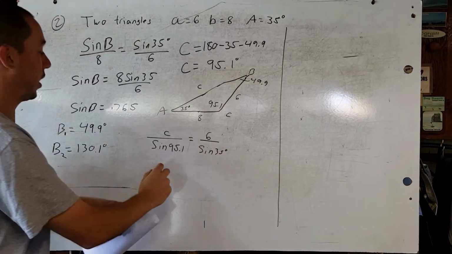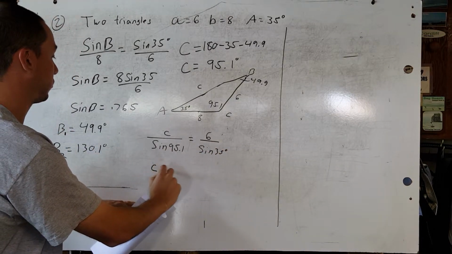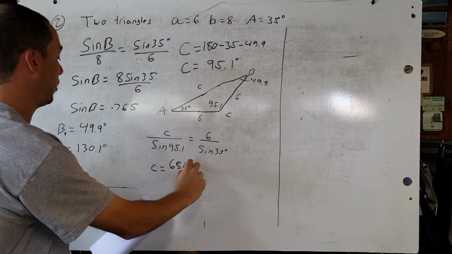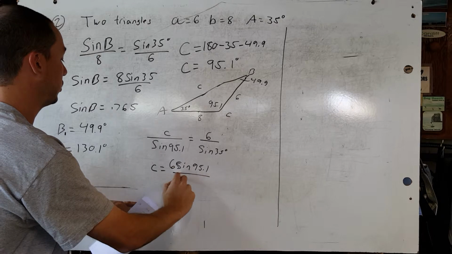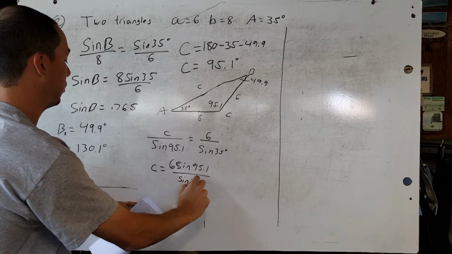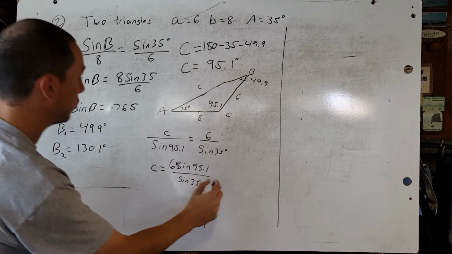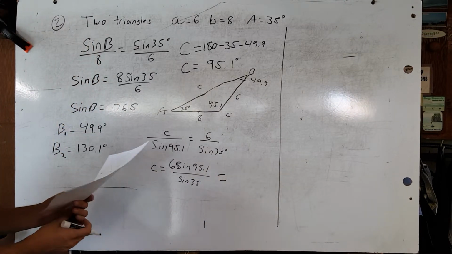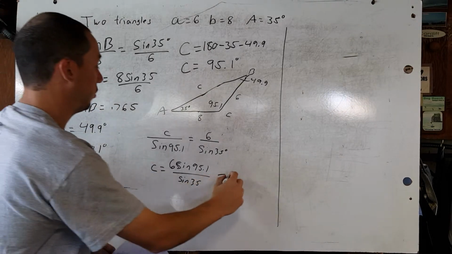Multiply both sides by sine of 95.1. So 6 sine 95.1 over sine 35. And I won't write too much lower. C is equal to, we get about 10.4.